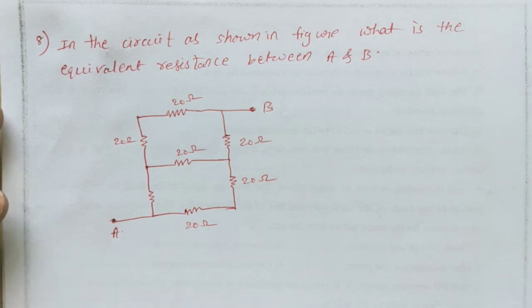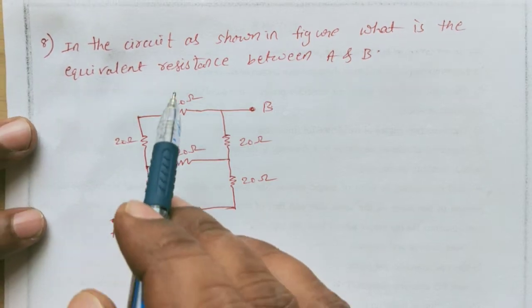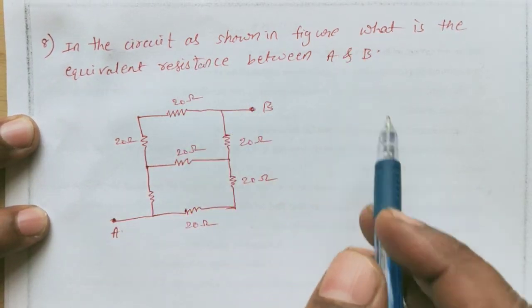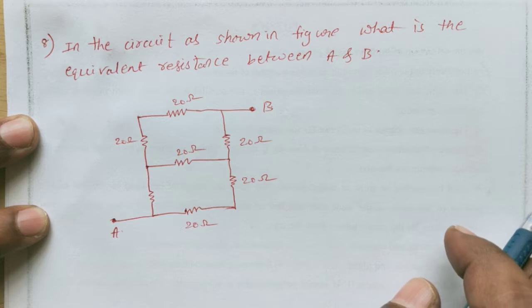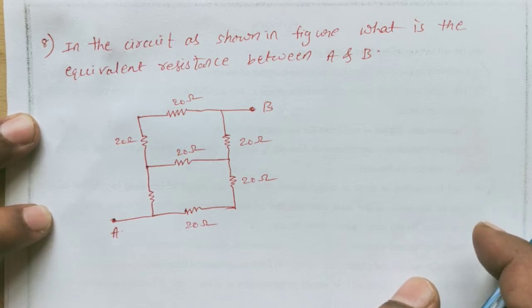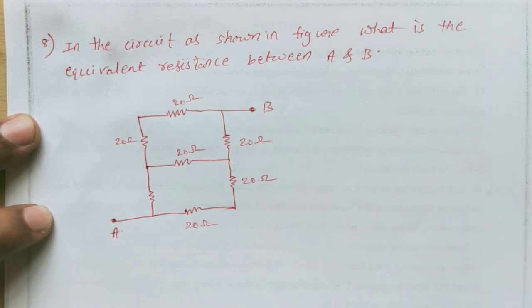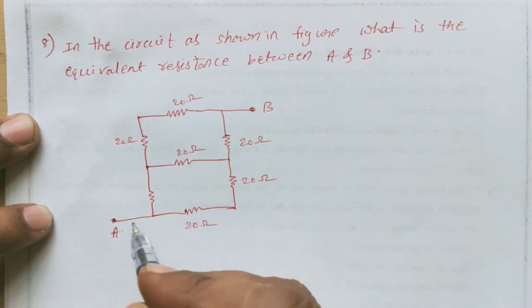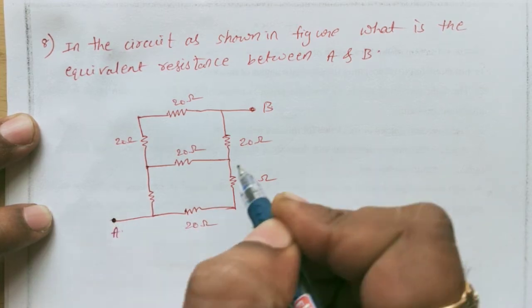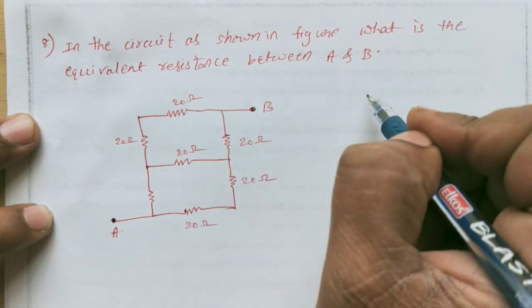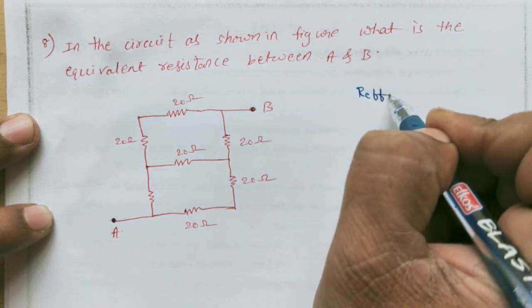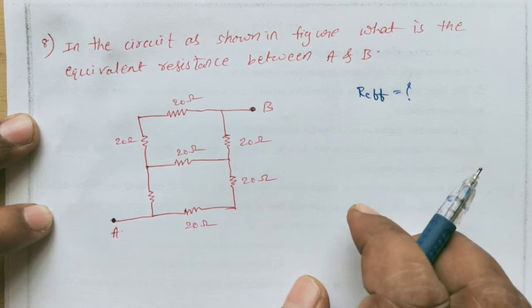See how the question is given here: in the circuit as shown in the figure, what is the equivalent resistance between A and B? In between A and B, we want to calculate the equivalent resistance. So for that, observe clearly: this is terminal A, this is terminal B. We want to calculate R effective, which is equal to how much.